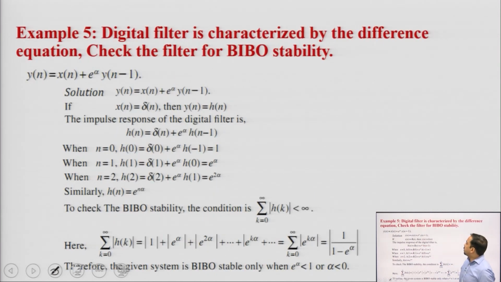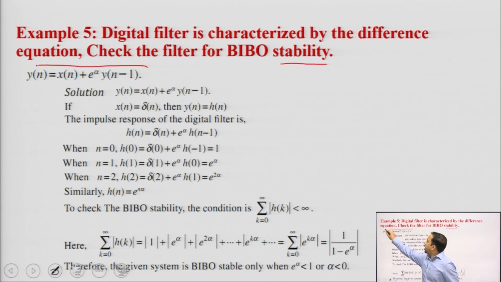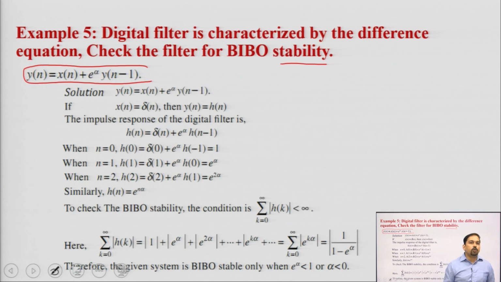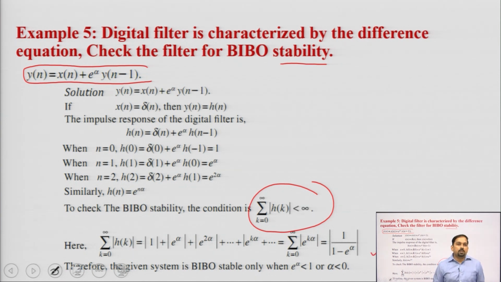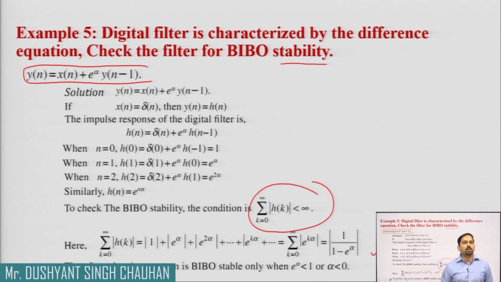Lastly, we have this small question. We need to check the stability of the system. We have y(n). First we need to identify the impulse response, and by calculating the impulse response, we will check whether it is absolutely summable or not. If it is summable, then definitely it is stable. Here we can say that the system impulse response is basically a finite quantity. If it is a finite quantity, it is stable.